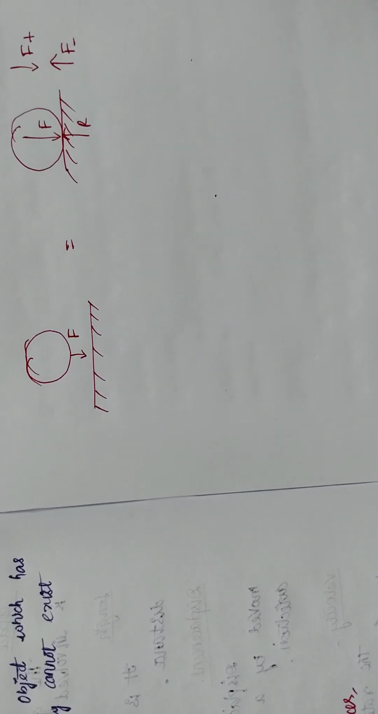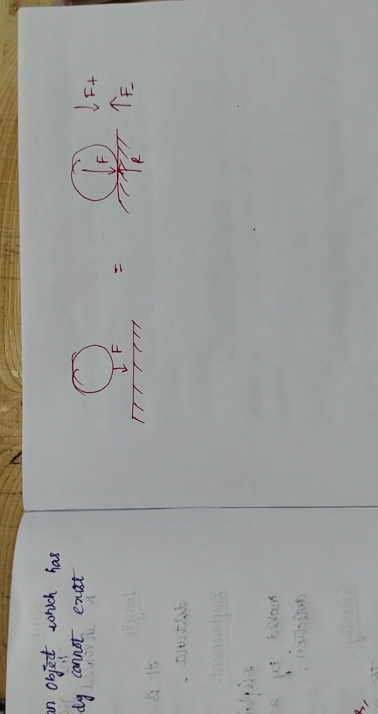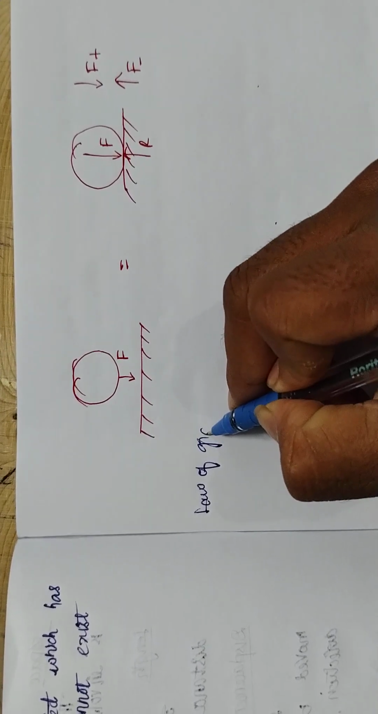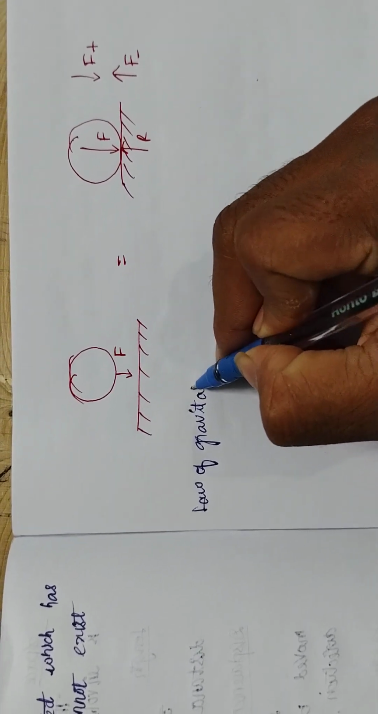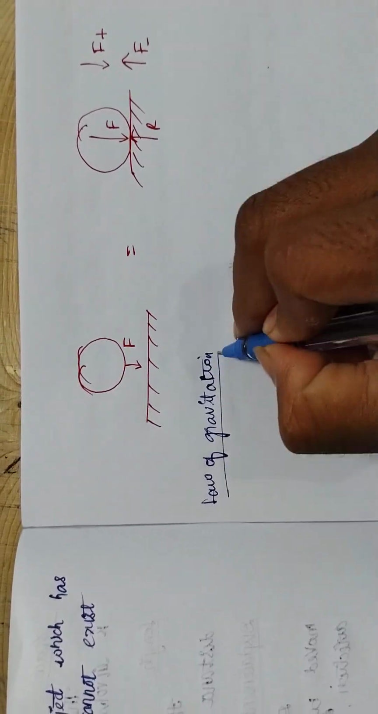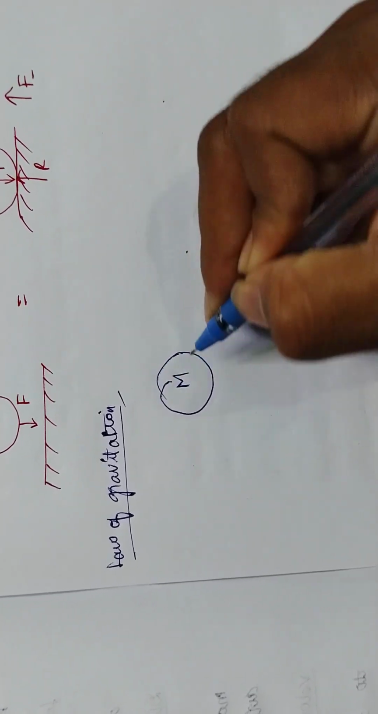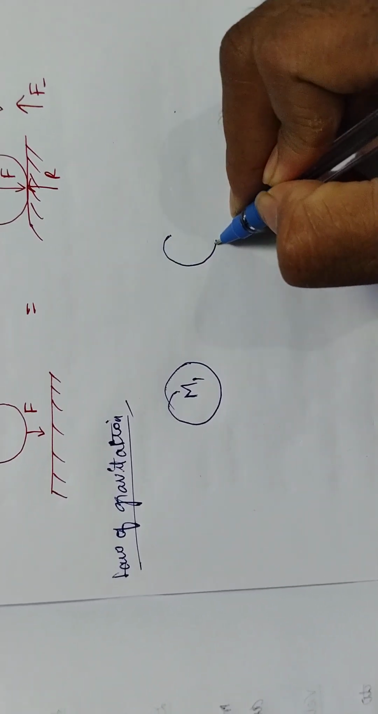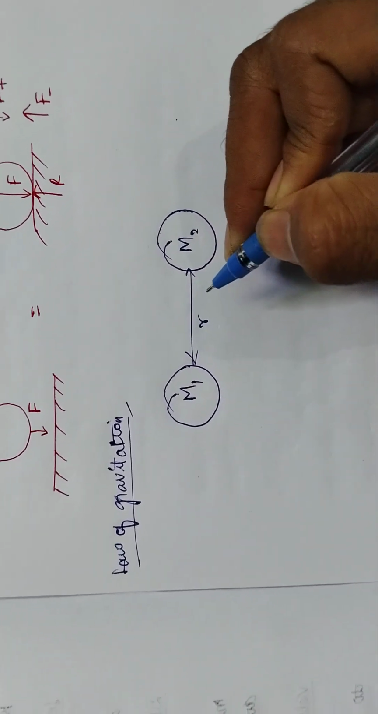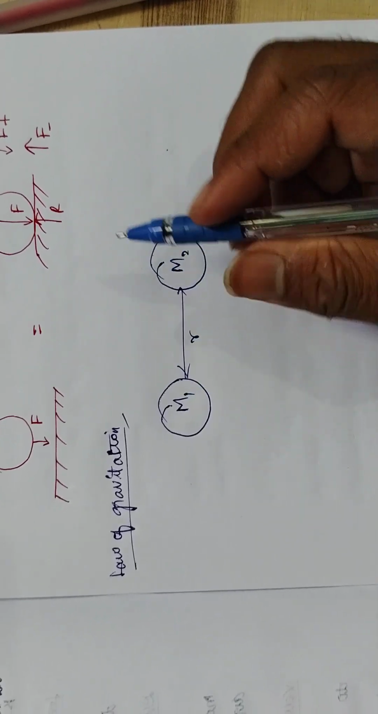So what is meant by the law of gravitation? The law of gravitation is also another important concept. If there are masses m1 and m2 at a certain distance r, what is the force exerted between these two masses?